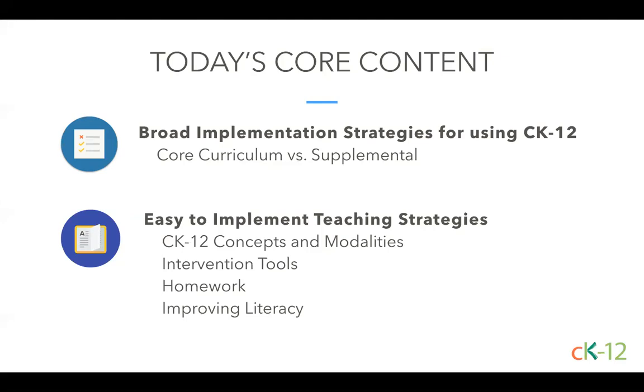Before we get into the core content of the webinar, we're going to use a poll to find out a little bit more about you and your experiences. Here's the poll question: What CK-12 resources have you used previously with your students? You can click all that apply. Are you using FlexBooks, interactives like Plix and Sims, adaptive practice, study guides, videos, real-world applications, or are you just getting going and haven't used CK-12 with your students yet?